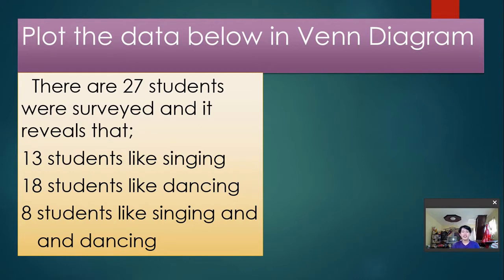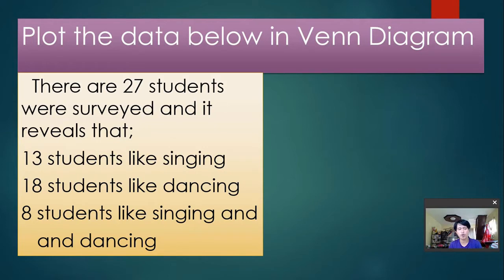Now, how are you going to plot all of these numbers in the Venn diagram? Imagine 27 students, and 13 students like singing, 18 students like dancing. So when you add the two, 13 plus 18, it's already 31. It surpasses 27.